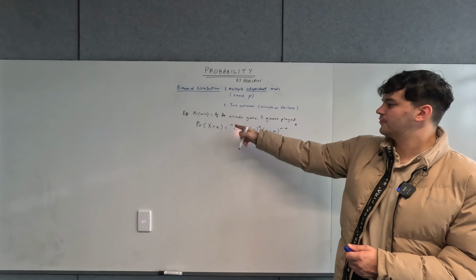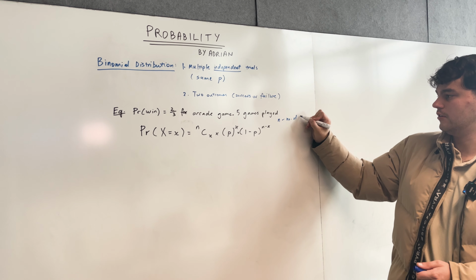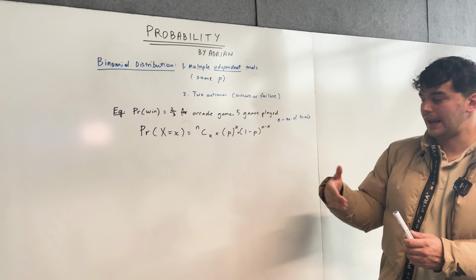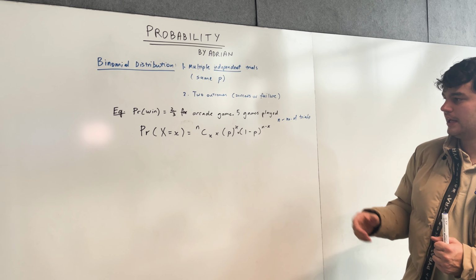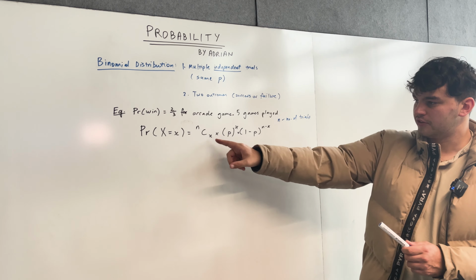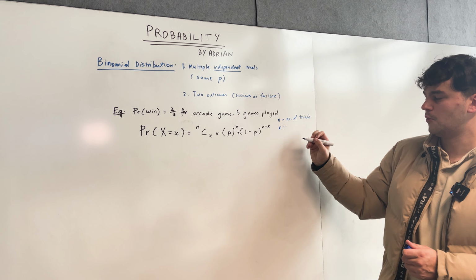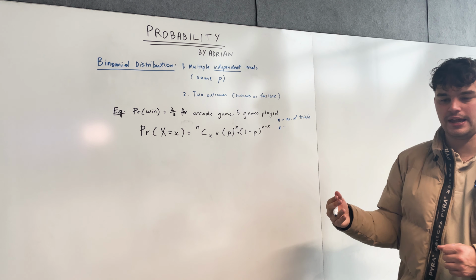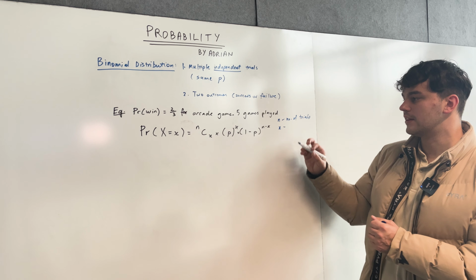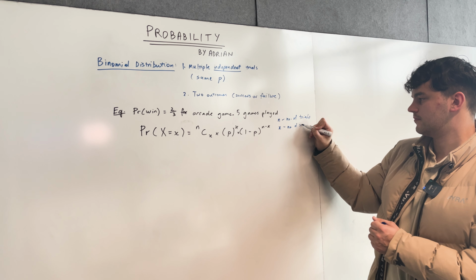So we can see that we've got n here. n is the number of trials. So n is the number of trials that actually happen. In this case, 5 games are played, so n is going to equal 5. Now, x is the specific number of successes. We haven't been specified that in the question yet, but that's probably what they're going to say, like, what's the probability of getting 2 successes out of 5, or 2 arcade game wins? So x is the number of successful trials.